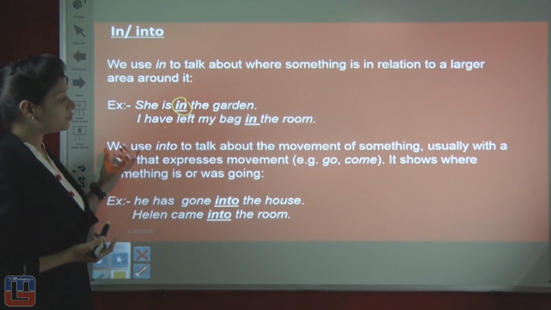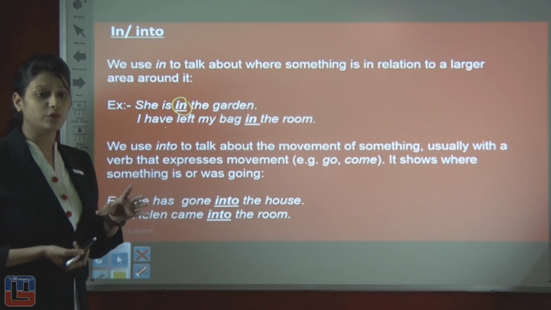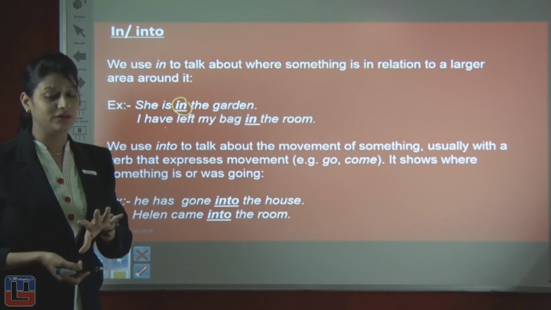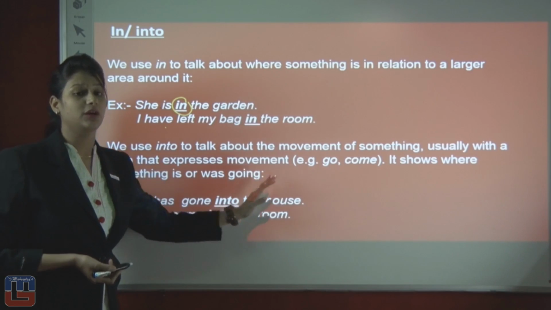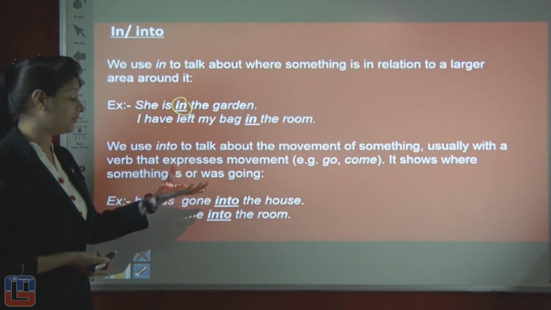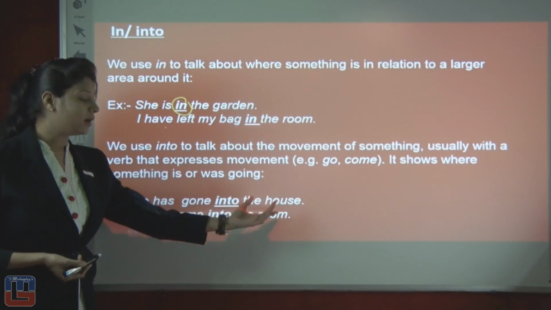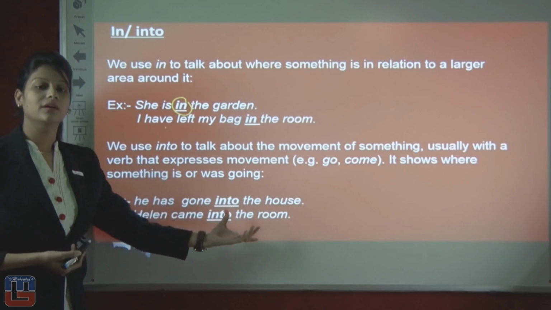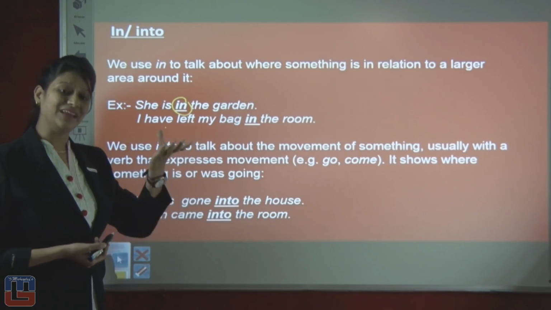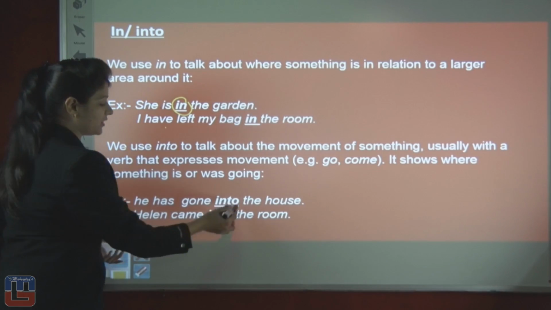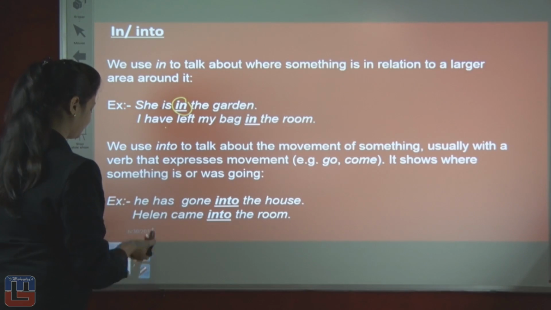We use into to talk about the movement of something, usually with a verb that expresses movement. So into shows movement or to enter somewhere. It shows where something is or was going. If it is entering somewhere, then only use the word into. As you can see in the example, he has gone into the house. So what I mean is he entered the house. Helen came into the room. So Helen entered the room. She came inside the room. The movement is to be expressed by the expression into. The preposition into is used for dynamic actions only.